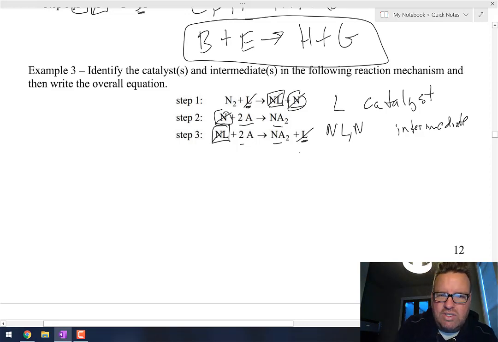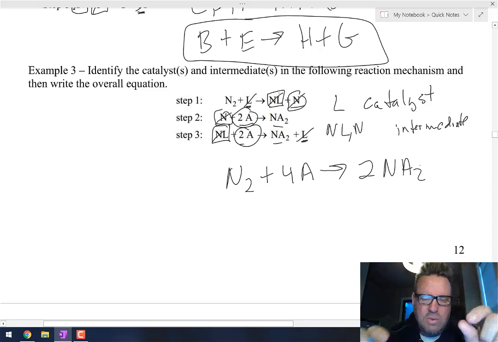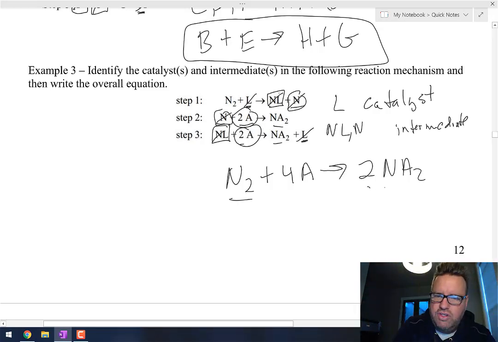Nothing else cancels. So overall, we're going to have N2 plus 4 A's, because you've got the 2 A's plus the 2 A's, making 2 Na2s. Remember, guys, one of the things you can do to make sure you have this overall equation correctly is check that it is balanced. If it's not, then you messed up somewhere. There are 2 nitrogens, and 4 A's, 2 times 2, 4 A's. That is a balanced equation, so that is correct.